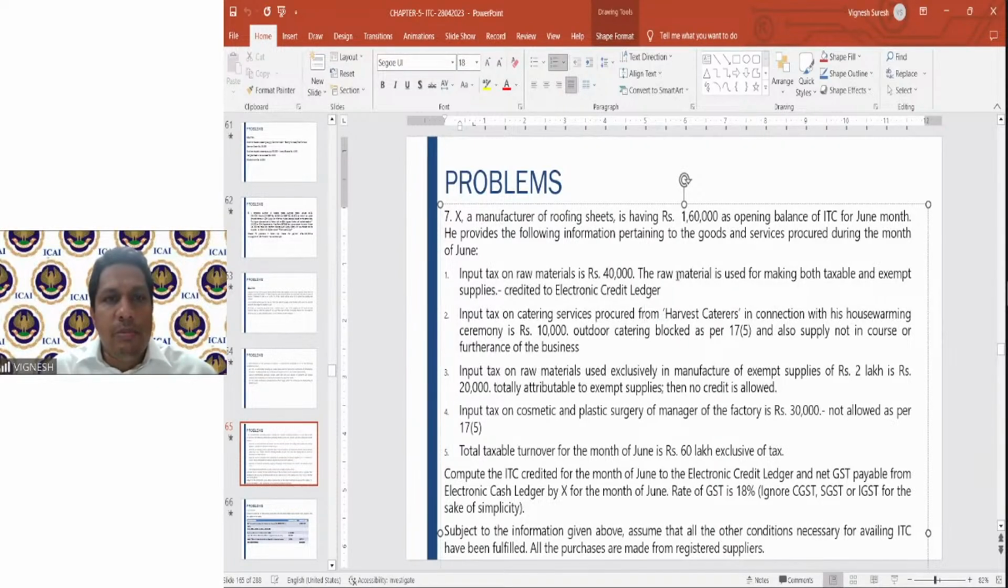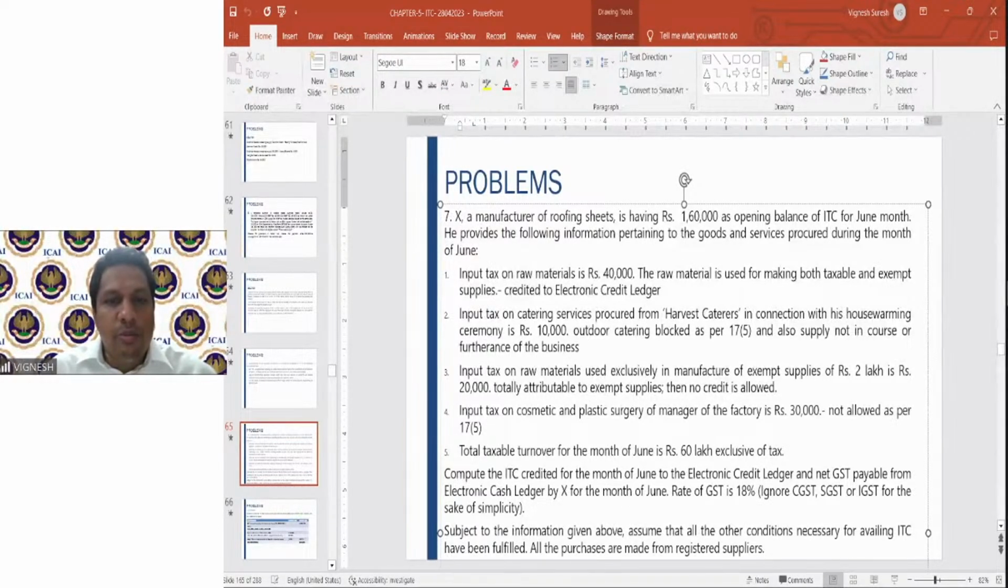Now the problem doesn't mention whether it is medical in nature or whether it is cosmetic in nature. But even if it is medical in nature, the GST itself won't be applicable on that. So therefore, we have to assume that it is a cosmetic plastic surgery. Therefore, that is clearly a blocked credit as per section 17 subsection 5. Fine. So these are the blocked credits.